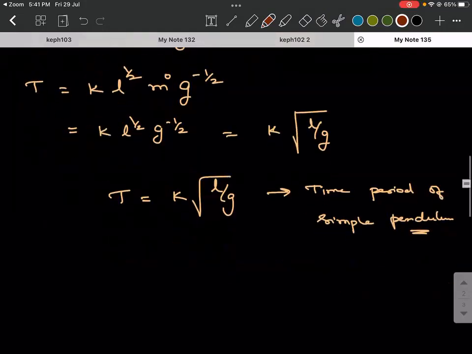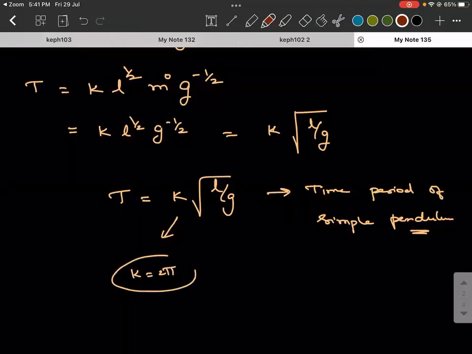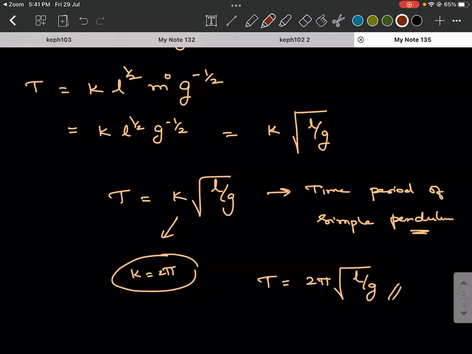Okay, as I told you, you cannot find the value of K. When we see the same expression in 10th chapter, that time you will come to know that K is equal to 2 pi. So the actual formula for time period of a simple pendulum is 2 pi into root of L divided by G. Am I clear? So this is how it works. If you want, you can make a note of it. Just write it down.